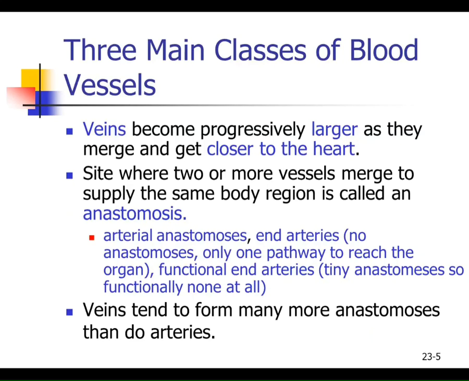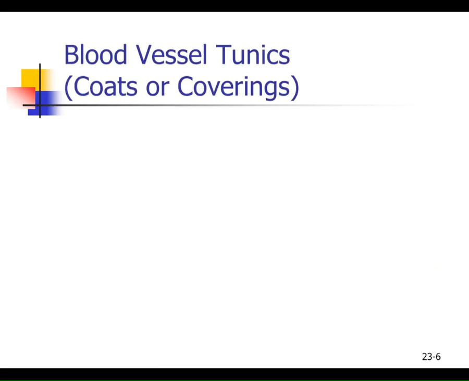There are places where vessels merge to supply the same body region. These are called anastomoses. An anastomosis is sort of a generic term where two structures, two vessels come together. And I'll show you a better understanding of an anastomosis next time. It is true that veins tend to form more of these anastomoses than do arteries.